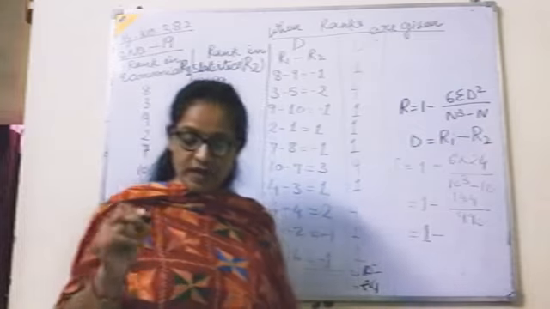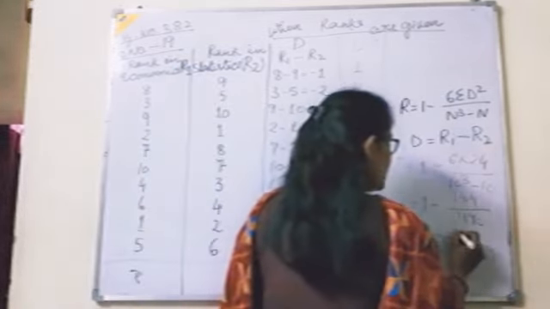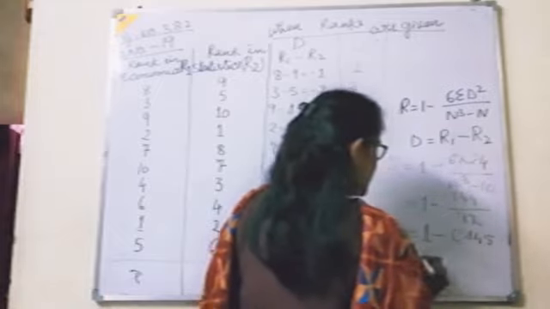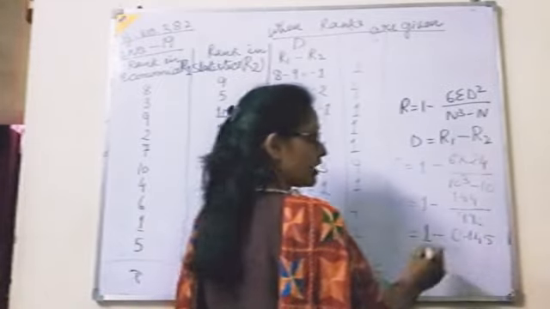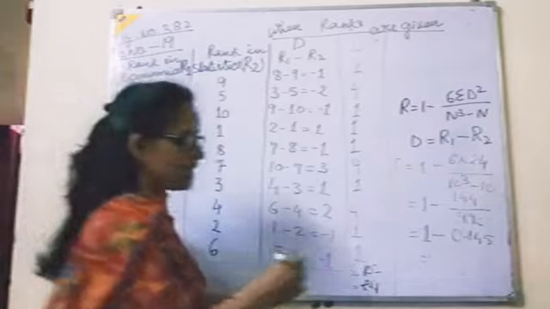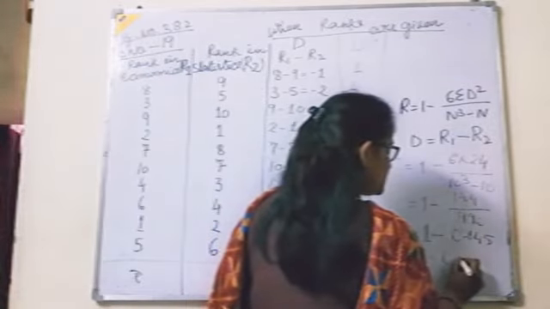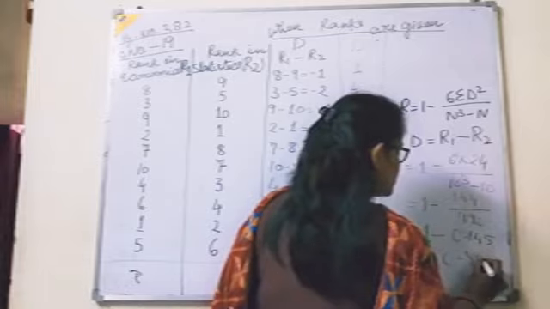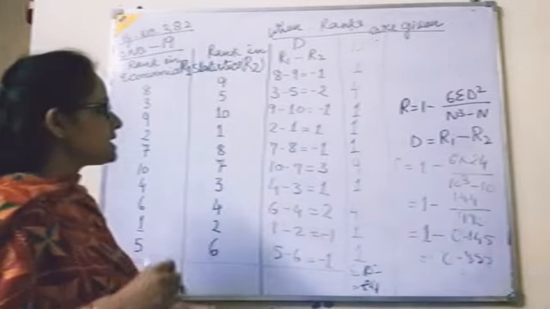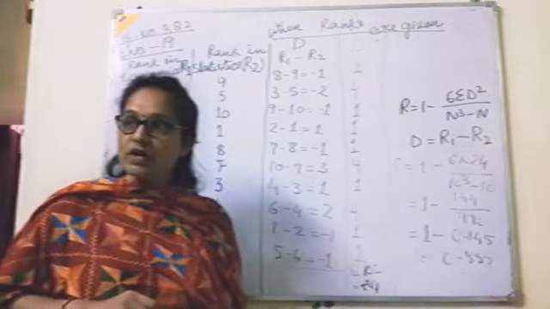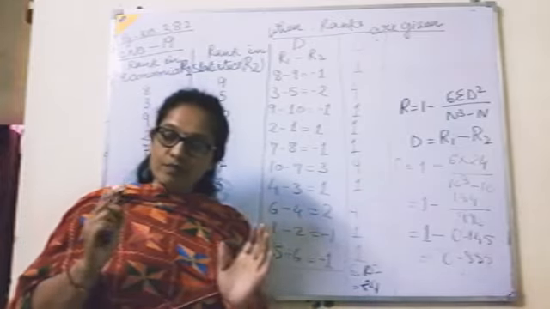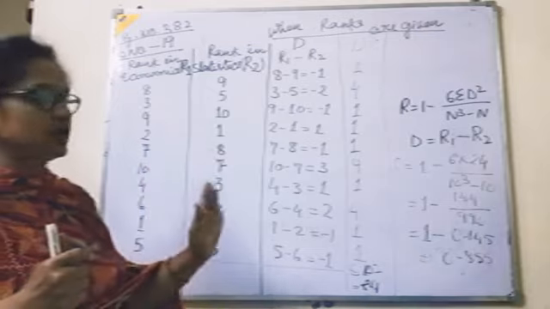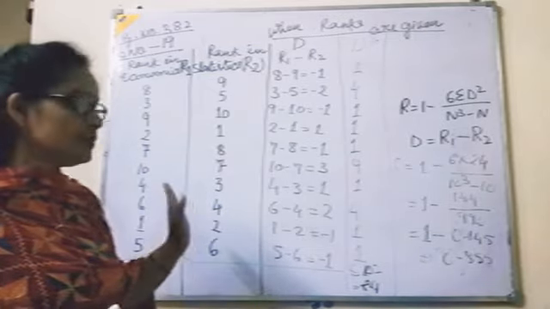When you divide, you will get 0.145. Okay, and 1 minus 0.145, you will get 0.855 is your answer. Is it clear? So this is the answer we got for question number 19. This question belongs to the category when ranks are given. Is it clear?